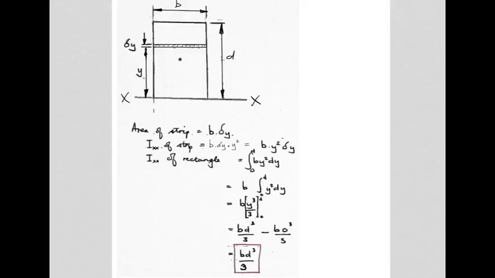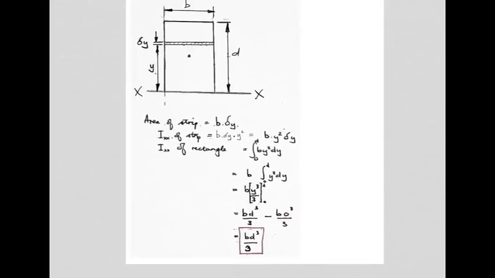So wherever you found a y, you replace it with a d. So the b d cubed over 3 is the first value, and then you insert a negative sign, and you write in the second limit, which would be b times, wherever y was, now a 0. And all of that becomes 0, and all you're left with is bd cubed over 3 as being the second moment of area of a rectangular shape about an axis through the one edge.